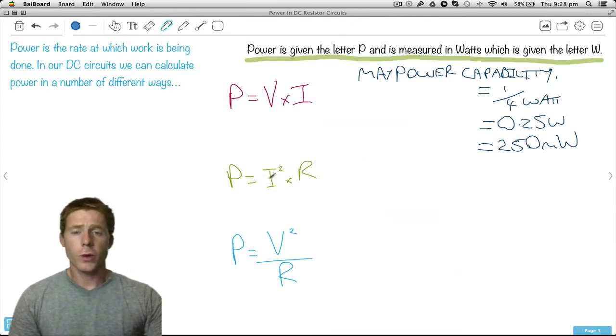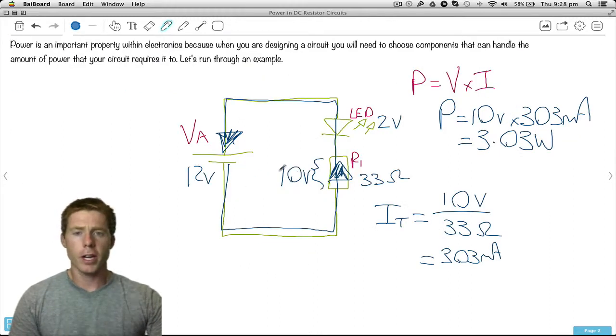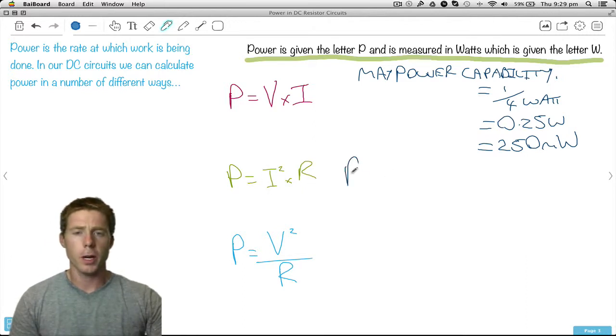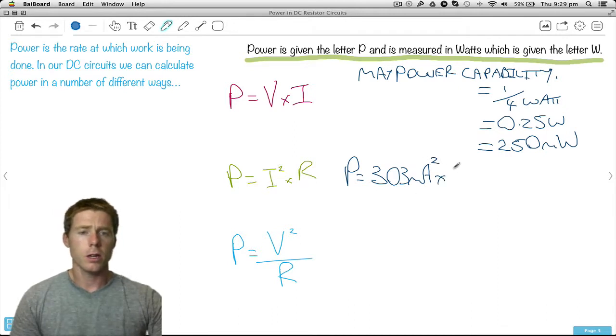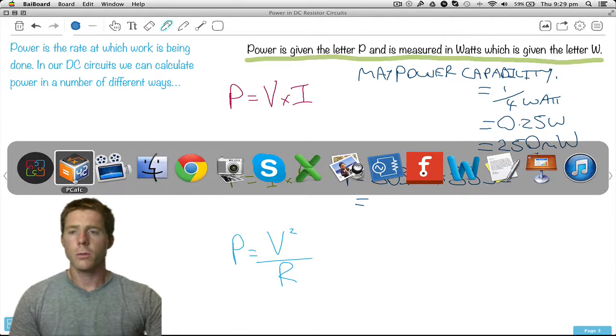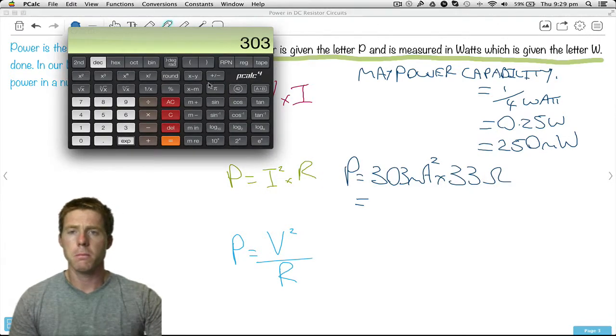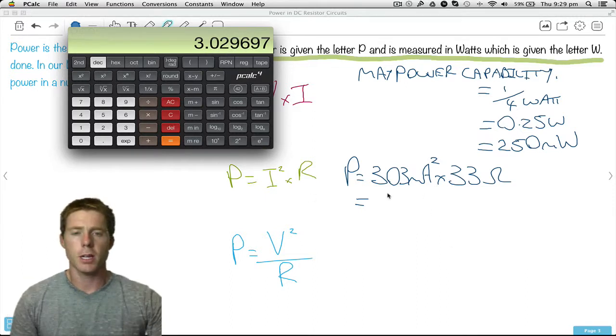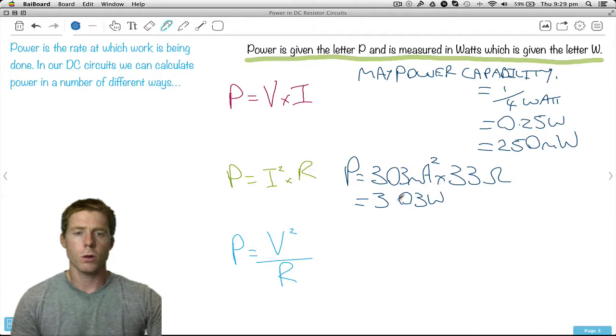So there's other ways of finding power. We can use I squared times R. Let's just say that we did not have voltage. Let's say that we had no clue what the voltage was across this resistor. All we knew was that it had 303 milliamps going through it, and it was 33 ohms. We could use that information here. We could go power equals 303 milliamps squared, there's our I squared, times the resistance, which was 33 ohms. Put that into our calculator. 303 milli squared multiplied by 33 ohms, and we'd round that up to 3.03. So we get the same answer, 3.03 watts.